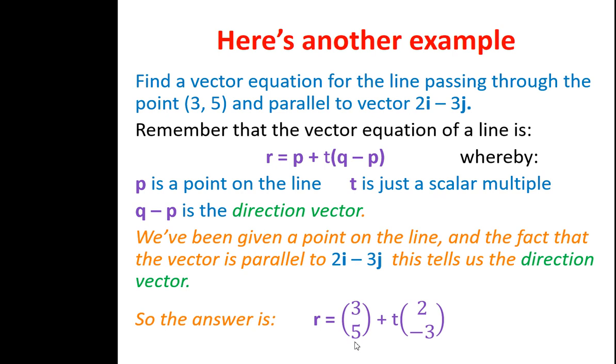And plus t, because that's our scalar, and our direction vector, because it's parallel to this one, so it must have the same direction, so (2, -3). So that's our vector equation of the line. That's a nice simple one.